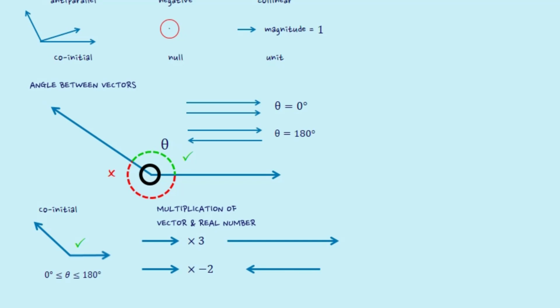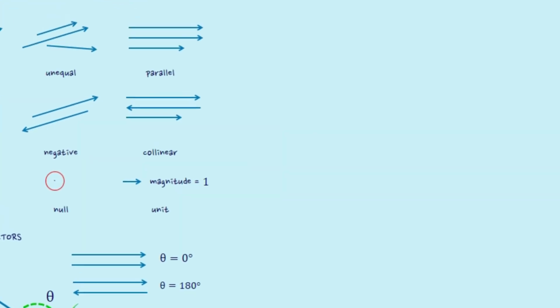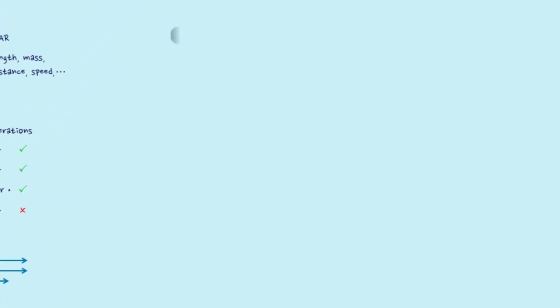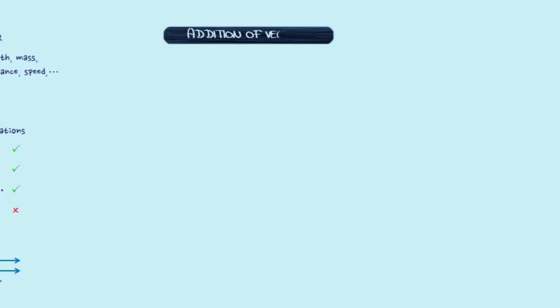We can see this principle applying in various cases like finding linear momentum, which is the multiplication of a velocity vector with the mass of an object. The first operation in vector algebra is vector addition. A vector addition can be performed using mainly two laws.